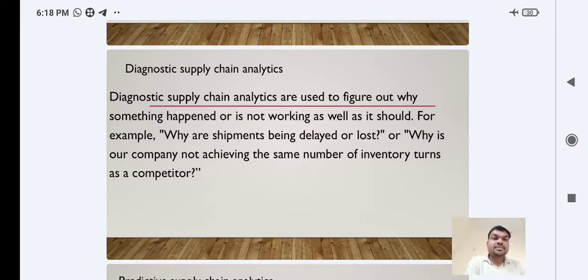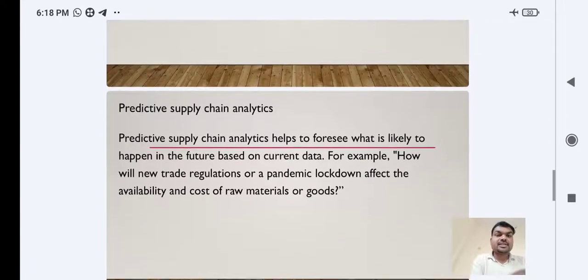Why are shipments being delayed or lost? Why is our company not achieving the same number of inventory turns as competitors? All these things will be clear in diagnostic supply chain analytics.